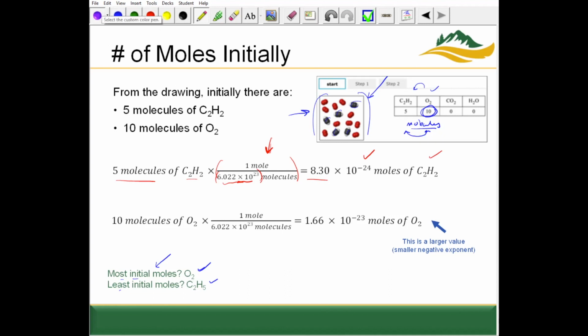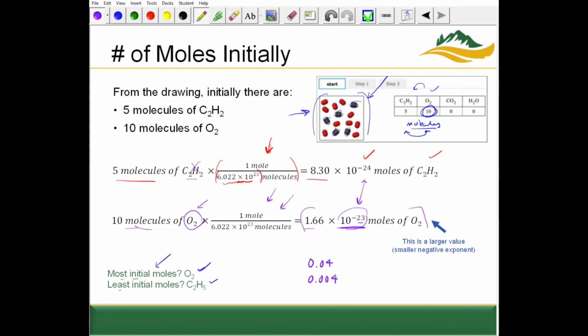Now for oxygen, we start out with 10 molecules of O2. We still use this same conversion factor. So again, you can see the identity here is sort of arbitrary. We just want to convert molecules into moles. And again, we use Avogadro's number. This gets us 1.66 times 10 to the negative 23rd moles of O2. Comparing these exponents here, this is a smaller value with a negative exponent. So this is actually a larger number.